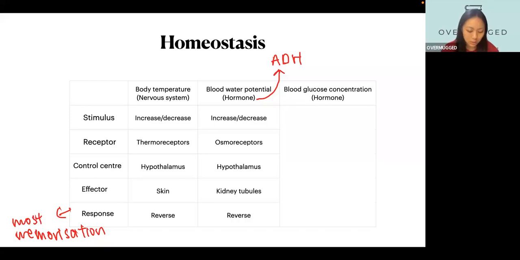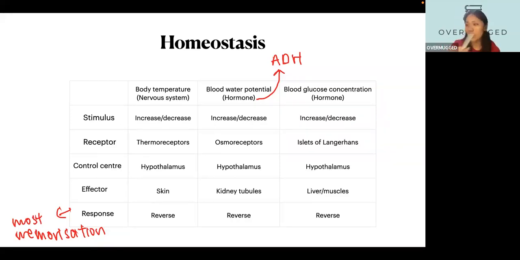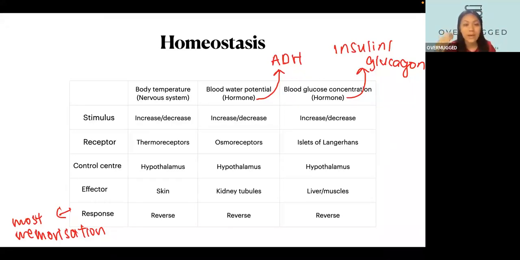Okay, so the last part, the one that concerns all students of course, is the blood glucose concentration. Just now we talked about insulin and glucagon, but mainly insulin. You know that they probably test insulin more. Okay, so same thing, right? The stimulus is either an increase or decrease, and then the receptor is the islets of Langerhans. It detects the blood glucose level. And then the control center is always the hypothalamus. It's basically the central nervous system, the brain. The hypothalamus is part of our brain. And then the effector is the liver or the muscle cell. And then the response is the reverse of the stimulus, right?